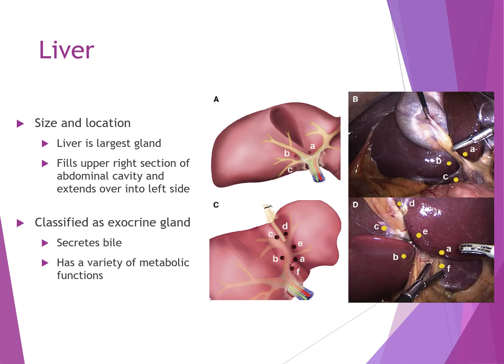The liver is the largest gland and organ in our body. It fills up the right section of the abdominal cavity and extends over to the left side. It's right underneath our ribs on the right side. It is classified as an exocrine gland because it manufactures and secretes bile. The liver has many jobs, but one of its jobs in this context is to manufacture bile.